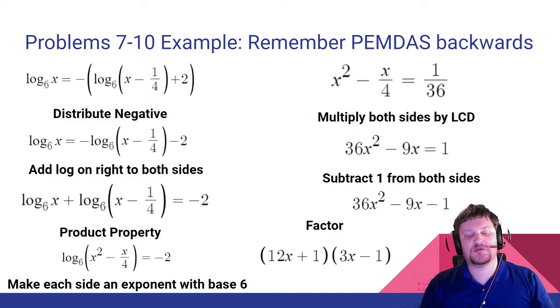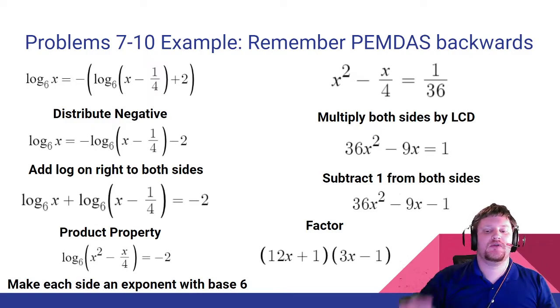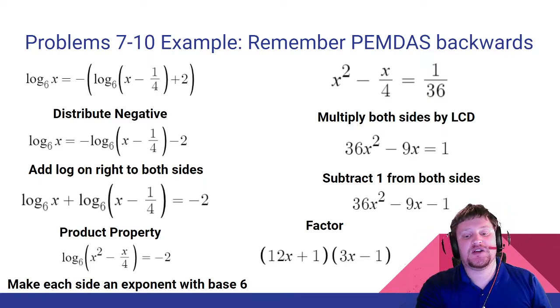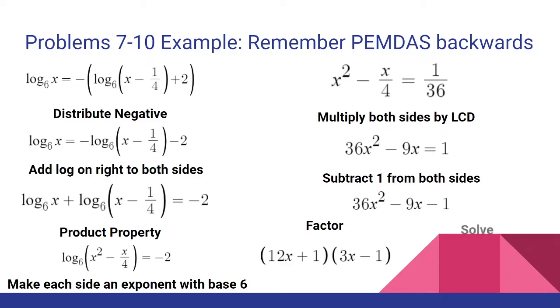So 12x plus 1, set that equal to 0. 3x minus 1, set that equal to 0. 3x minus 1 equals 0 means that 3x equals 1. And then if you divide that by 3, you get x equals 1 over 3. Same thing with your 12x plus 1. If that equals 0, then 12x equals negative 1. Divide by 12, that gives you x equals negative 1 over 12.